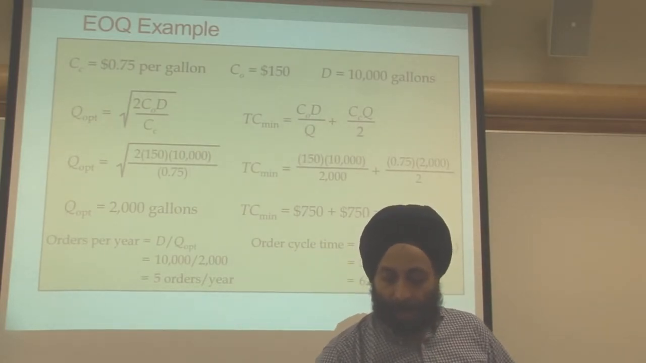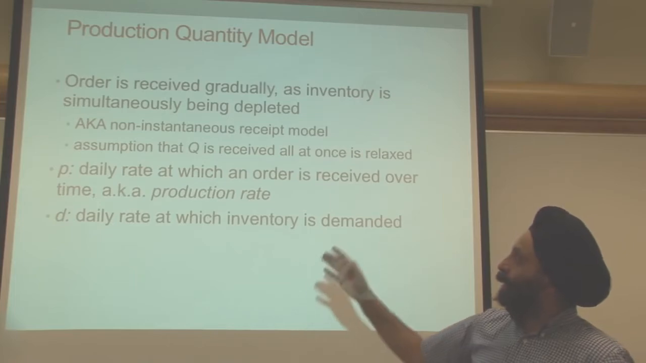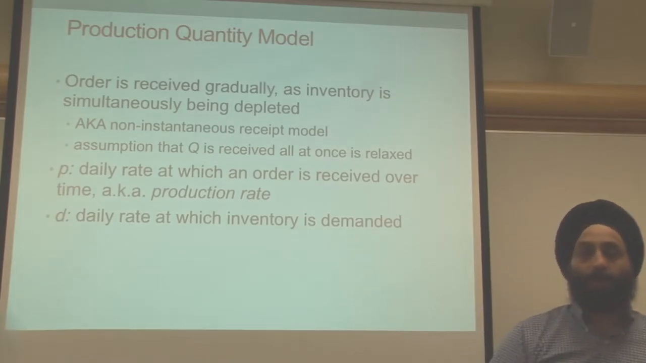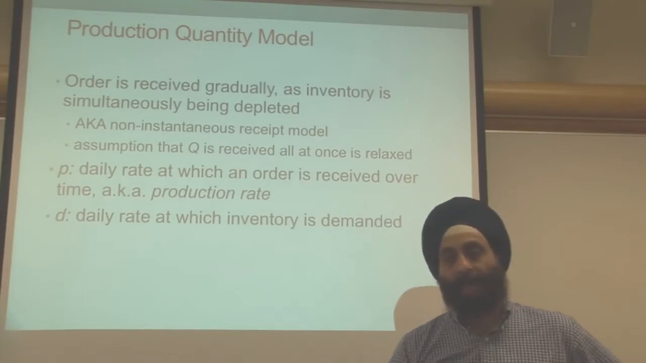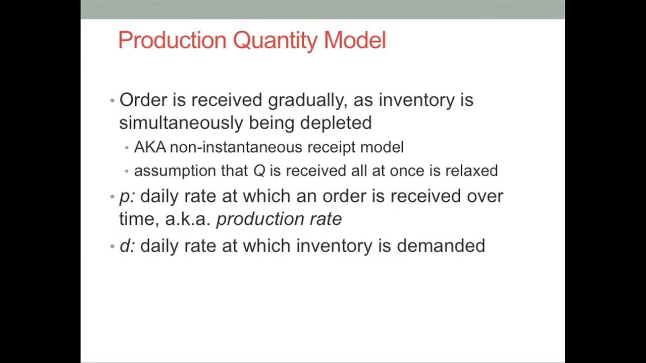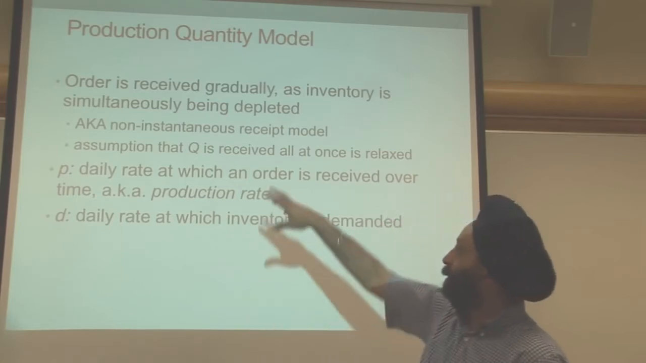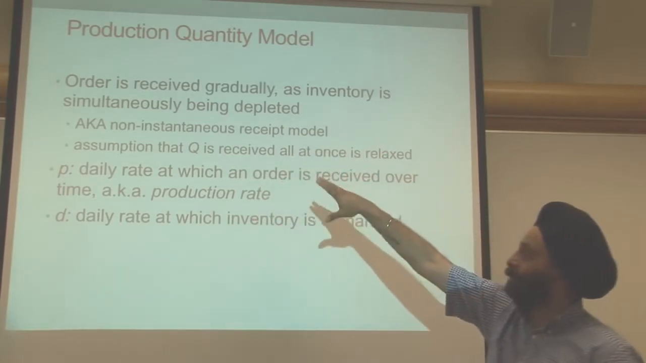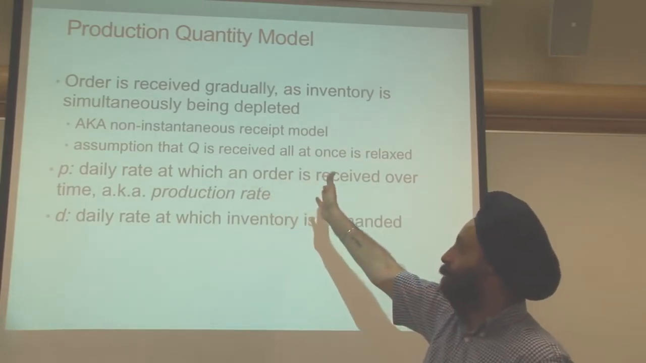Now, a variation of that can be used for the production quantity model, and in that case, what we are relaxing is that orders are received gradually, because we are producing them in-house. We are not getting them from an outside supplier. The truck doesn't come in and drop the inventory instantaneously. We are actually making them and selling them as we go along. So orders are received gradually as inventory is simultaneously being depleted, also known as the non-instantaneous receipt model.